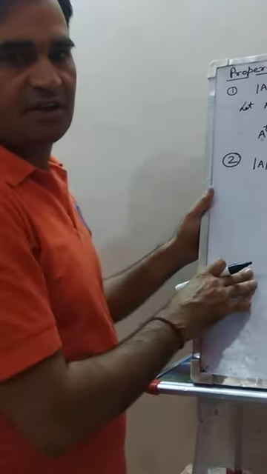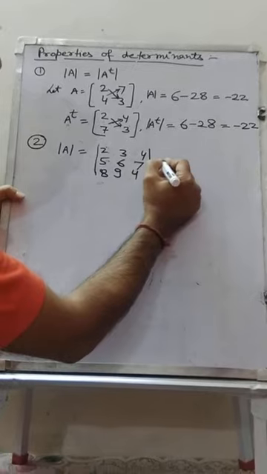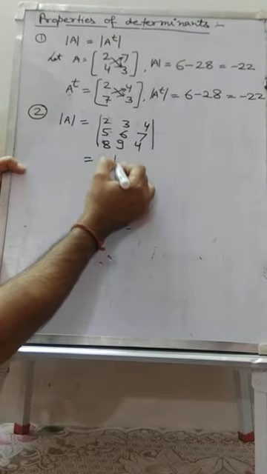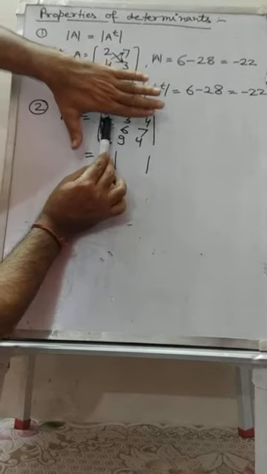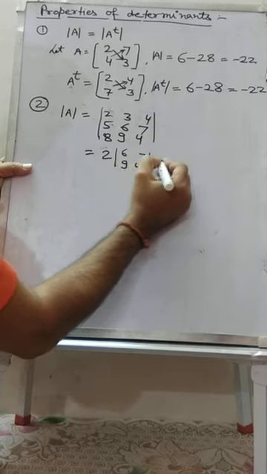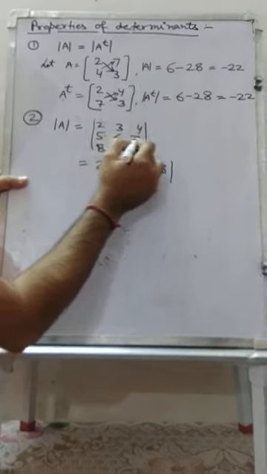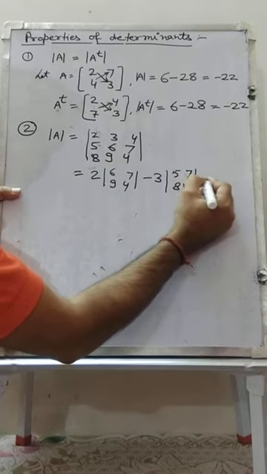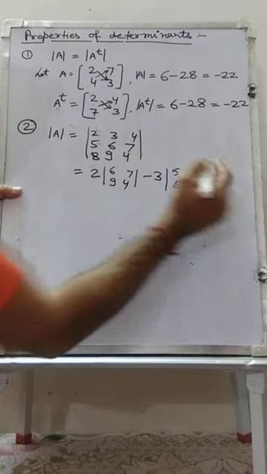Let us understand this one. Let us take the determinant of A. It will be 2 into the determinant obtained by hiding the first row and first column, that is 6, 7, 9, 4, minus 3 into the determinant from the first row, second column, that is 5, 7, 8, 4, plus 4 into the determinant obtained by hiding the first row, third column, that is 5, 6, 8, 9.